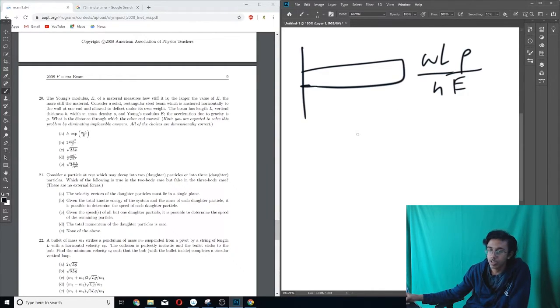Does this match anything? Oh, wait. Does it? Oh, so W is not in any of these. Okay, so it doesn't even depend on it. So the only one that matches our prediction is D, so I'm going to stick with D.